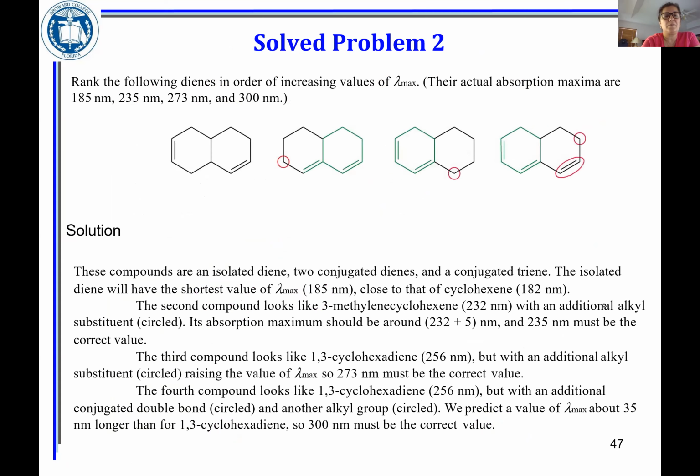The lambda max for which one would be the greatest? The number of carbons is the same for all. Without looking at the answer, can you tell me which one would be greatest? I guess I'm going to have to number them: 1, 2, 3, and 4. Lambda max for which one would be the greatest?